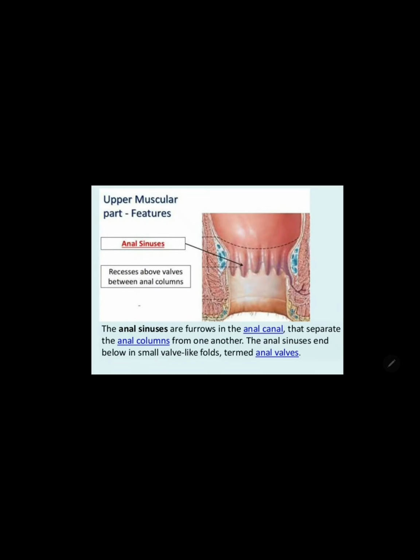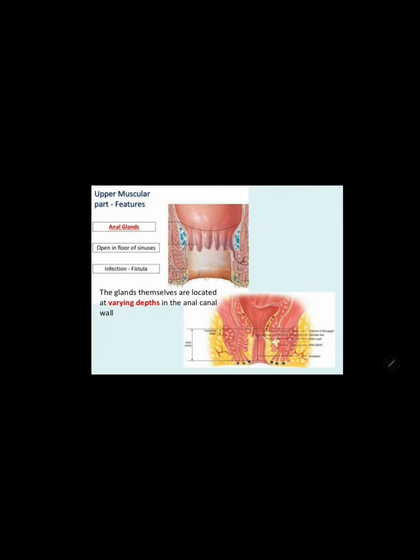So the pectinate line is acting as a watershed line between the upper and lower parts of the anal canal, and it is not usually seen in clinical practice, but under anesthesia when the muscles relax it descends in the anal canal and can be seen on the retraction of the perianal skin. And you can also see the anal sinuses, the gaps between the two columns, and these anal sinuses form the furrows in the anal canal that separate the anal columns.